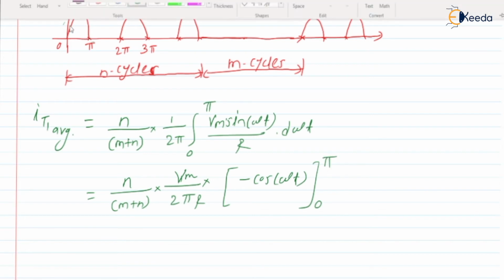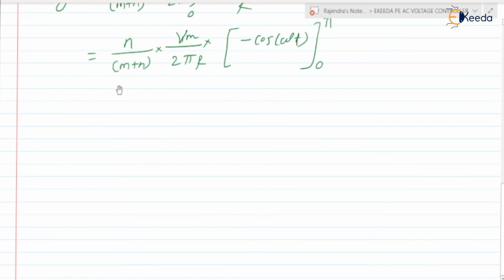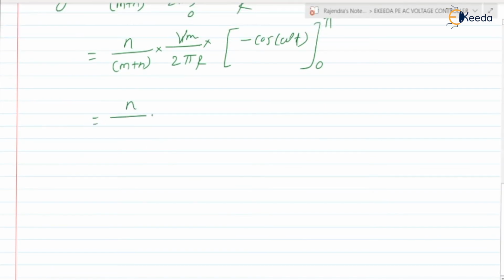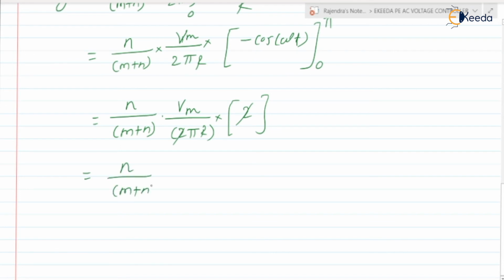Next, we can write it as N upon M plus N into Vm upon 2 pi R, into, if we put the limit, it is minus of minus 1, that is 1, and this one, so it is 2. These two and these two will get cancelled. So now it is N upon M plus N into Vm upon pi into R.